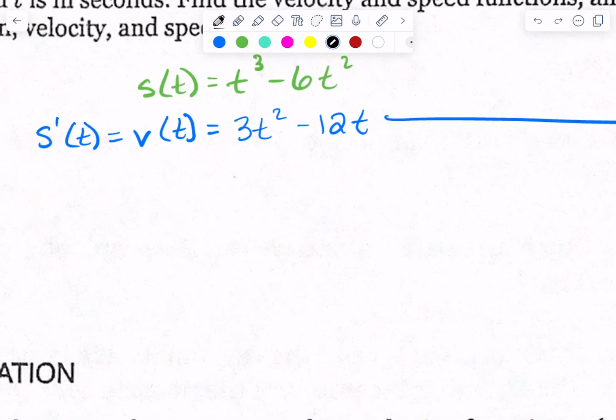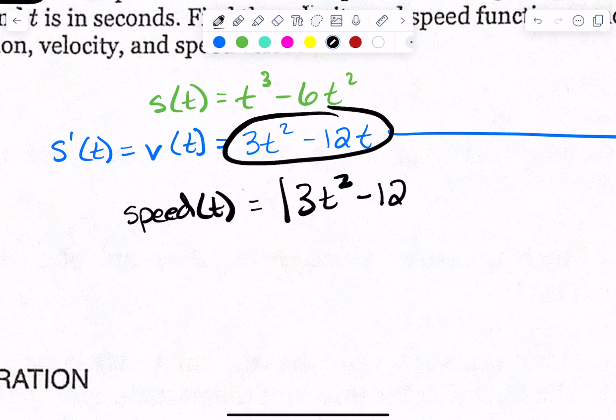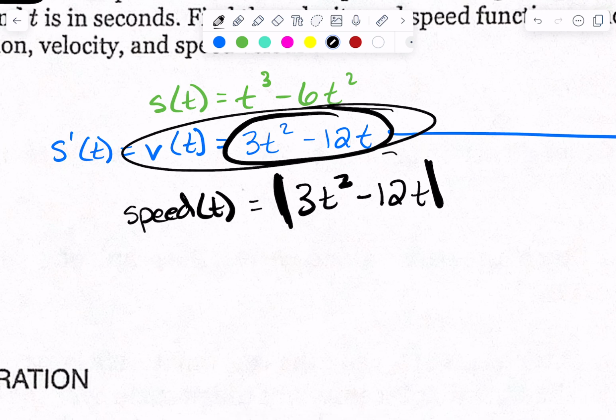It says find the velocity and speed functions. Here's my velocity function right here: 3t squared minus 12t. What is speed? I shouldn't call it s of t. What should we call speed? I'll just say sp of t. Speed of t is the absolute value of that, right? Because it's only above the x-axis. That's what those absolute value bars do. It flips them, okay? So I have found my velocity function. I found my speed function.